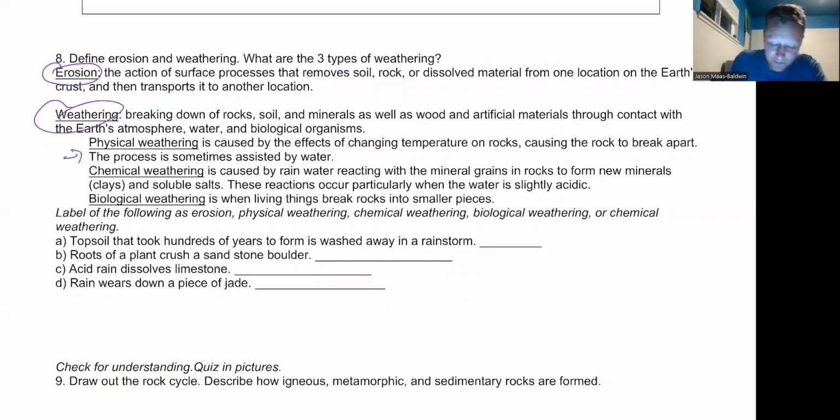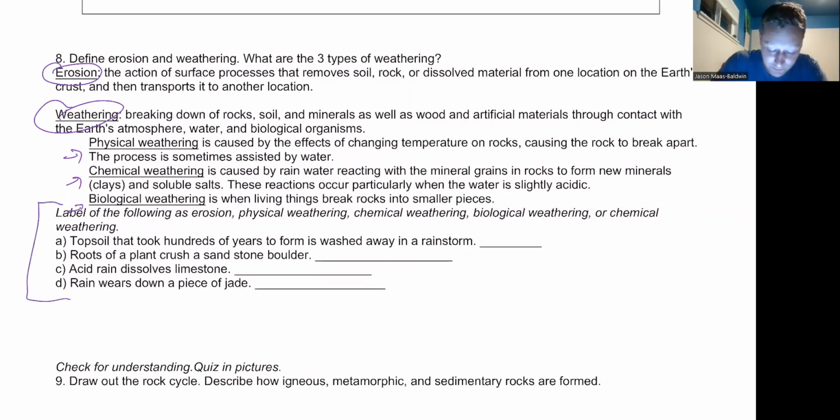And there's physical weathering, which is when rock is broken into smaller pieces by freezing and expanding, causing it to break apart, or chemical weathering, where chemicals such as acid rain are breaking rock apart, or biological weathering, where a root or a living thing is breaking the rock apart. So again, take a moment and make sure you understand those three types of weathering, and then test yourself.